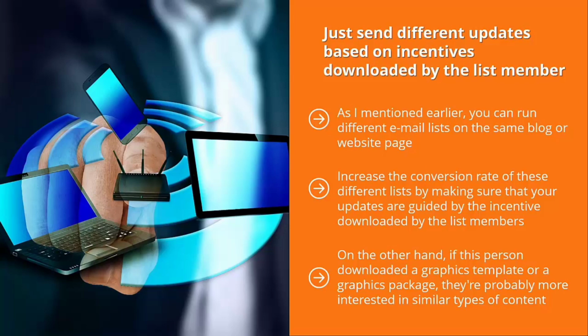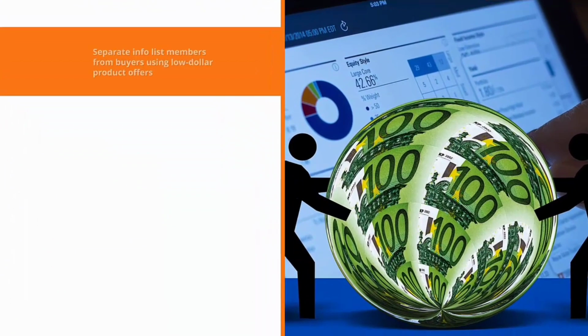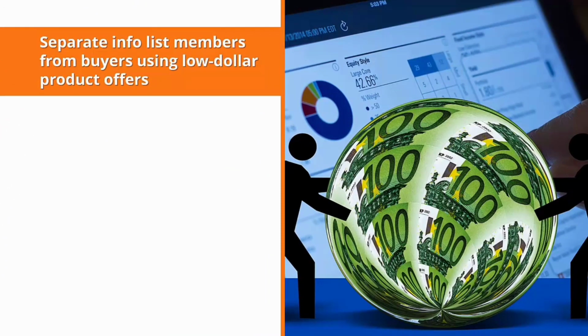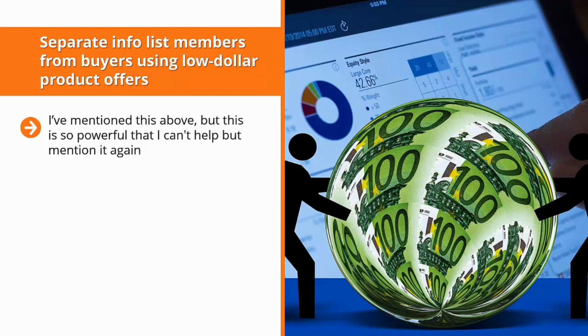Make sure that your updates speak to these different incentive preferences so you can maximize your sales conversions. Separate info list members from buyers using low-dollar product offers. I've mentioned this above, but this is so powerful that I can't help but mention it again.